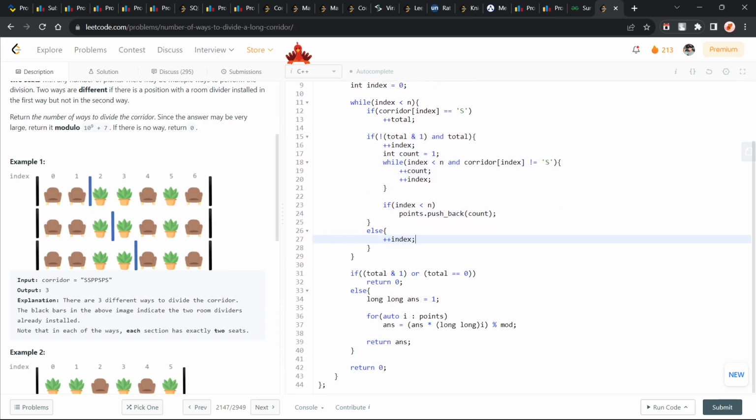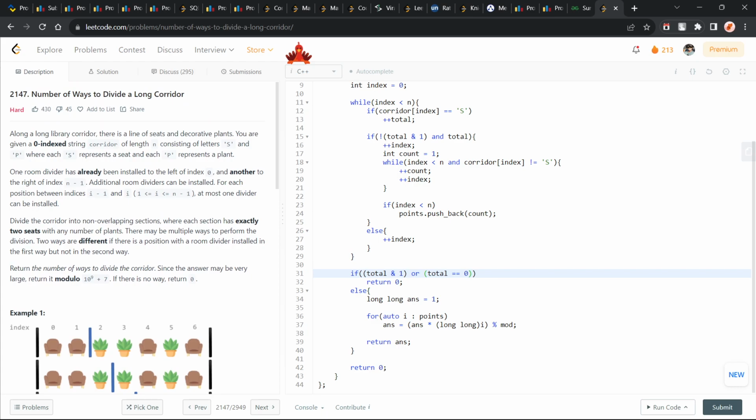So at the end, if total is odd, that means the total number of seats is odd, and that means at least one seat will be remaining alone, and that was not acceptable, so I'm going to return 0. Or if total is equal to 0, that means there were no seats at all. I missed this particular case and made a wrong submission first, but you have to be sure that there should be exactly two seats. So if there are no seats at all, in that particular case, the number of ways will be 0 as well.